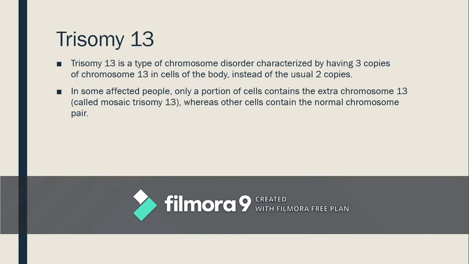Trisomy 13 is a type of chromosome disorder characterized by having three copies of chromosome 13 in the cells of the body instead of the usual two copies. In some affected people, only a portion of the cells contain the extra chromosome 13. This case is called mosaic trisomy 13, whereas the other cells contain the normal chromosome pair.